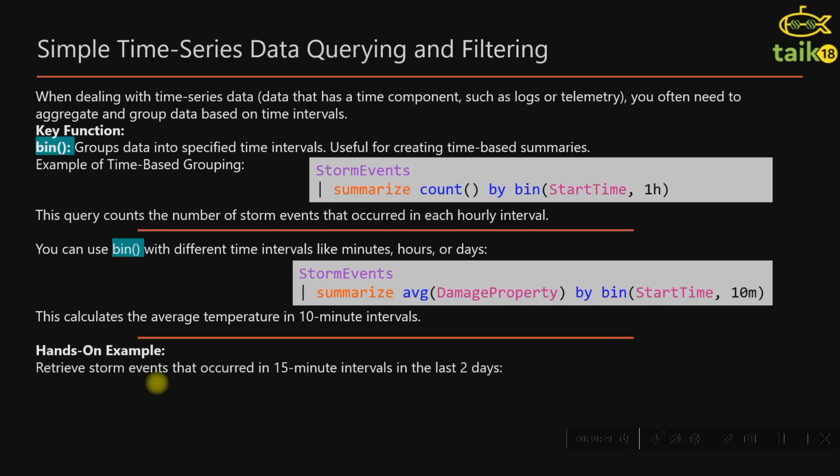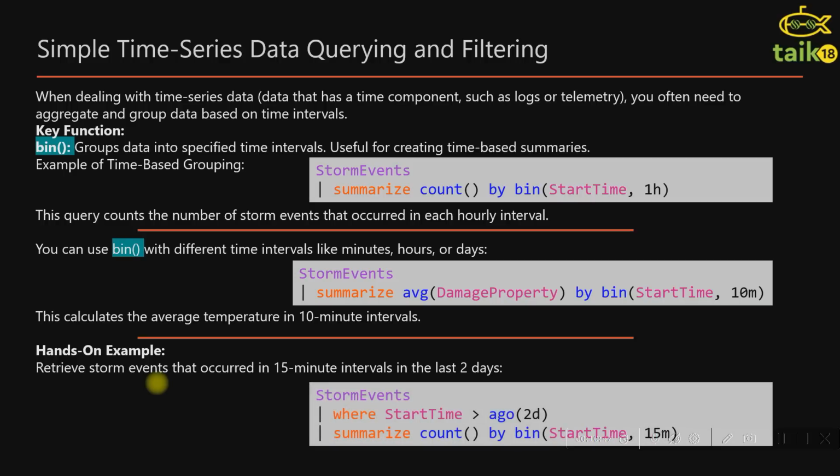As an example, count the storm events that occurred in every 15 minutes in the last 2 days. Now we are combining these two things, which is the last 2 days. Usually what we should do, I think we need to use ago, right? That's what we have seen in the previous one. So let's have a look into this one. Yeah, that's great. Where start time is greater than or equal to ago 2 days, which is the last 2 days, summarize count by bin start time, 15 minutes. This is going to give us a result about what has happened in the storm in every 15 minute interval in the recent 2-day period.